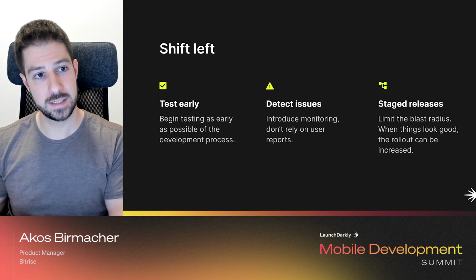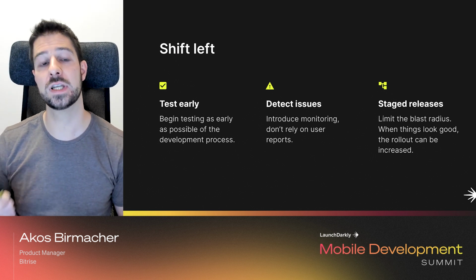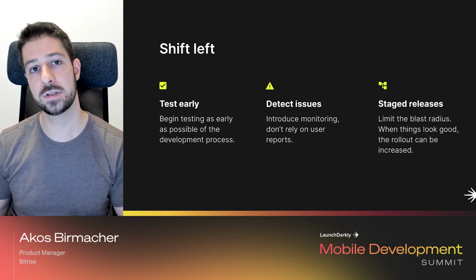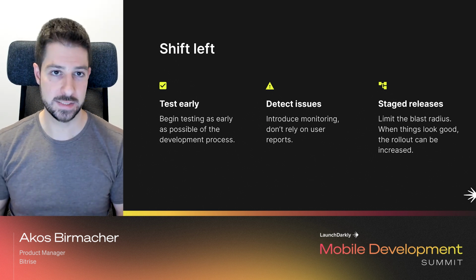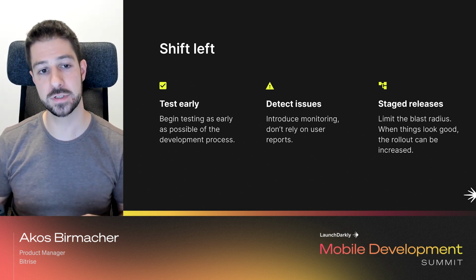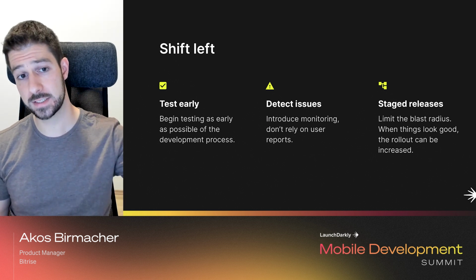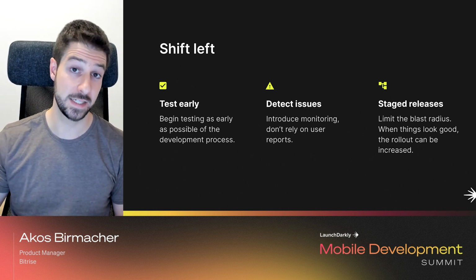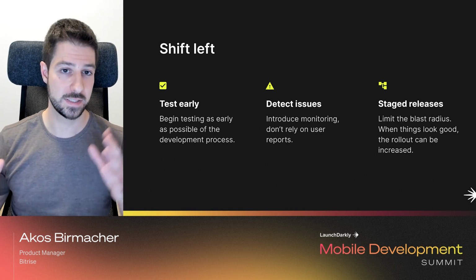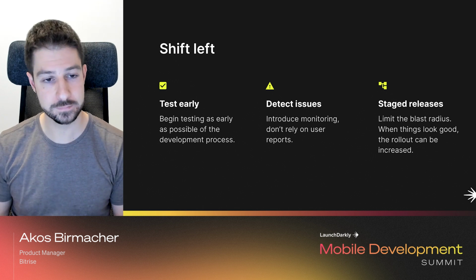And the last thing, next to testing early and detecting issues, is making sure that you are using stage releases. Apple and Google make it possible to specify a small percentage of users as early adopters. Apple calls it phased releases, while Google calls it staged releases. There are some minimal differences between the two, but they are mostly the same.